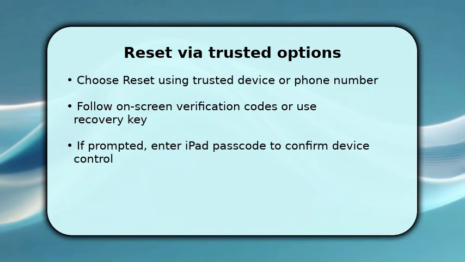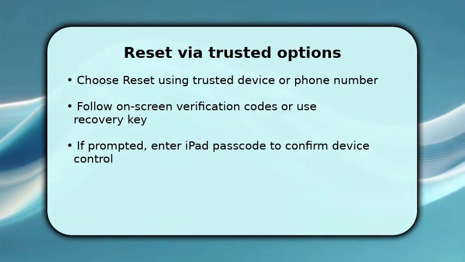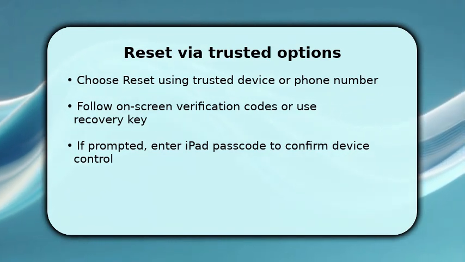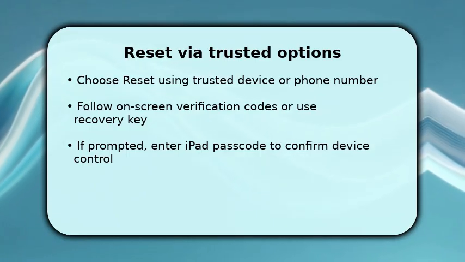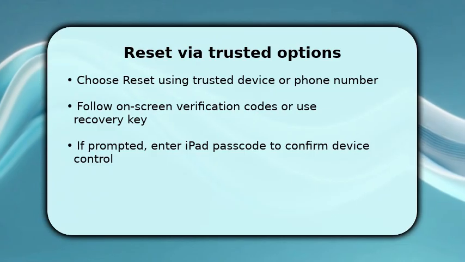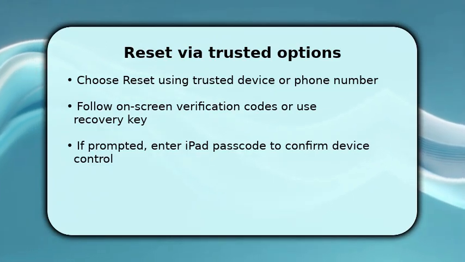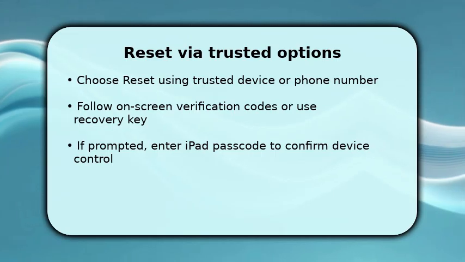You'll now pick the most secure path shown. Use a trusted device, receive a text to a trusted number, or supply your recovery key. If a code arrives on another Apple device, type it on the iPad. If you have a recovery key, enter it exactly. This restores access without secondary devices.